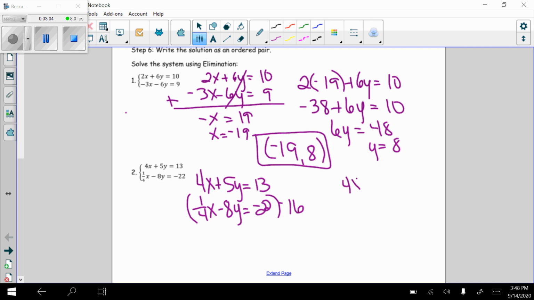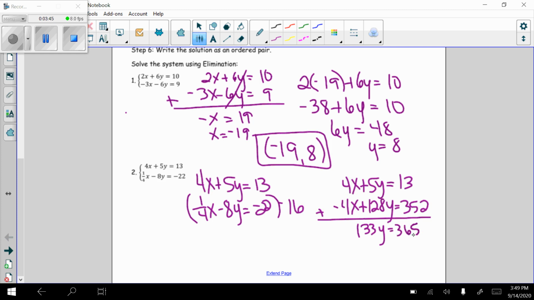So again, my top equation, 4x plus 5y equals 13, stays. 1/4 x times negative 16 becomes negative 4x. There's my opposite coefficients. Negative 8y times negative 16 gives me positive 128y. Negative 22 times negative 16 gives me positive 352. I'm now ready to add these two equations together. My x's cancel. 128y plus 5y gives me 133y. 13 plus 352 gives me, let's see, 365.